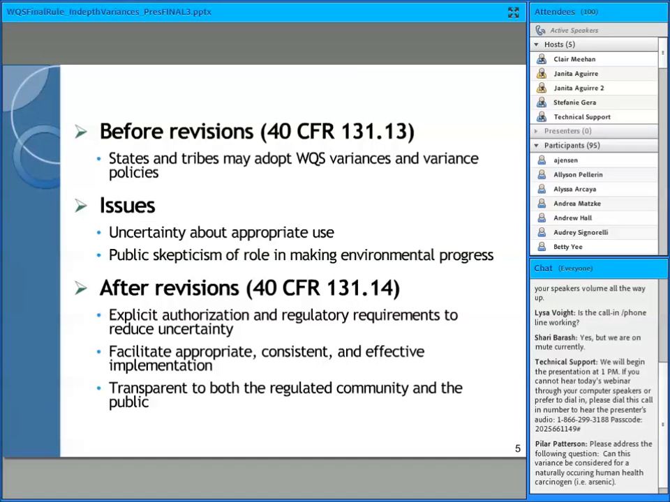However, where a state or tribe chooses to adopt or has already adopted a binding variance policy and/or procedure in their water quality standards, such a policy and/or procedure must be consistent with 131.14 if they are to result in the adoption of a variance for Clean Water Act purposes. If a state or tribe has a variance policy and/or procedure that is inconsistent with 131.14, EPA recommends they revise them prior to or simultaneously with adopting the first variance so that their water quality standards variances are consistent with the federal regulation.